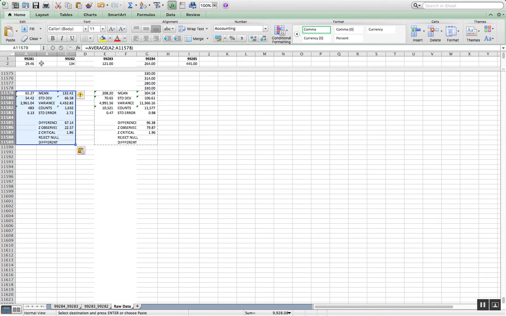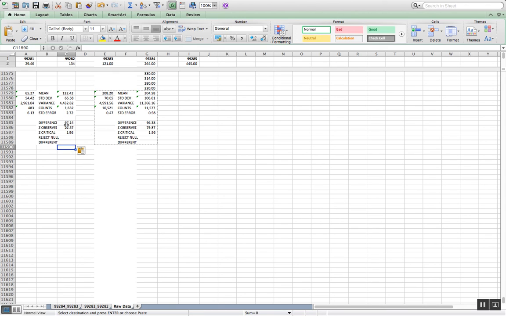Between 99281 and 99282, we have means of 65.27 and 132.42. And moving down the list here, you can see that the difference is 67.14. Our observed Z after calculating the standard errors is 22.57. And that critical Z of 1.96, we still reject the null and conclude they're different.